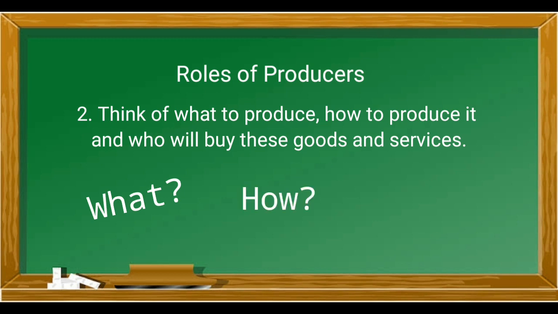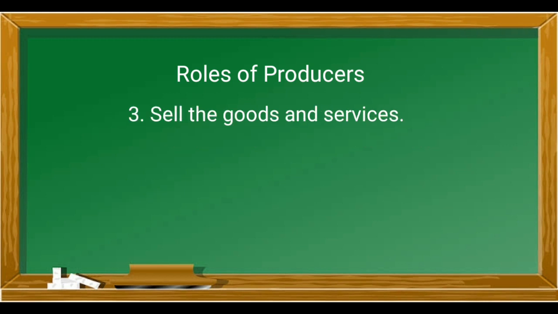Number two, how to produce it. And lastly, who will buy these goods and services? Okay, so please take note that producers think of the answers for these questions when they produce goods and services. The next one is producers sell the goods and services.